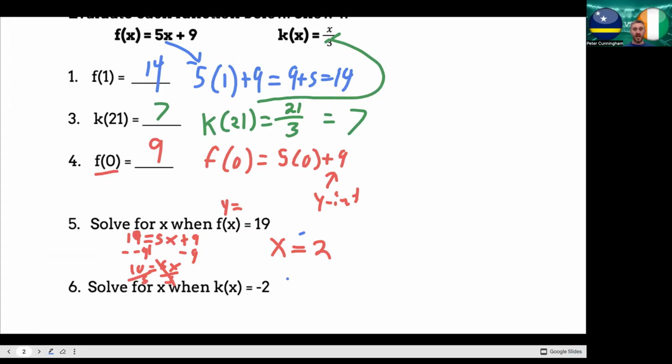The next one, again, we're back to the k of x function. So you have negative 2 equals x divided by 3. We got to get rid of that 3 by multiplying by 3 on both sides. You have negative 6 equals x.